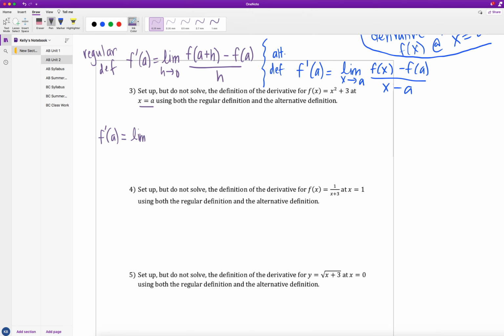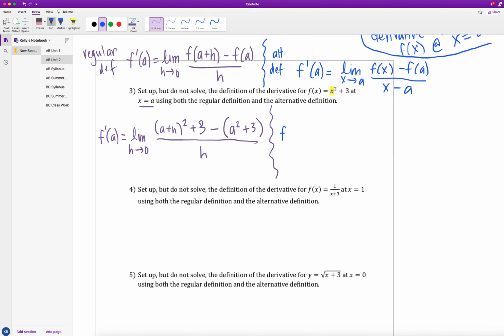So as we go to check this, this will be the limit as h approaches 0. I need f of a plus h, so that means everywhere that I have an x, I'm going to sub in an a plus h. So I'll get a plus h squared plus 3, minus our f of a, so that means I'll sub in an a in place of all those x's. Again, I want to make sure I'm putting it in parentheses since the whole thing would have the negative sign distributed to it, all over h.